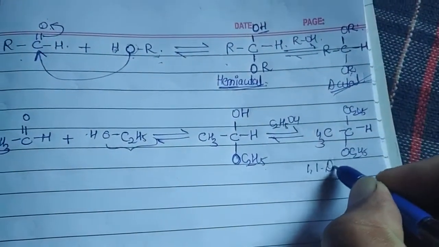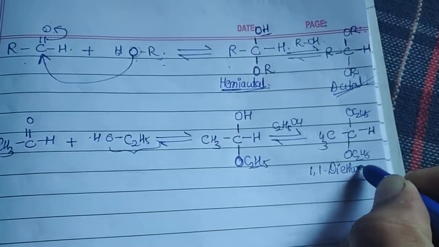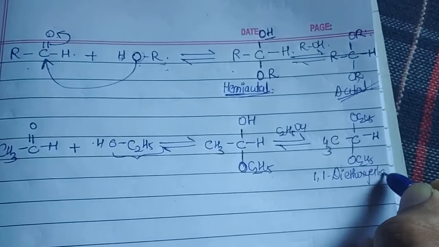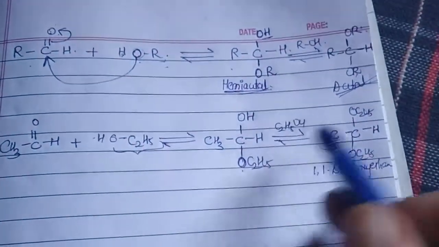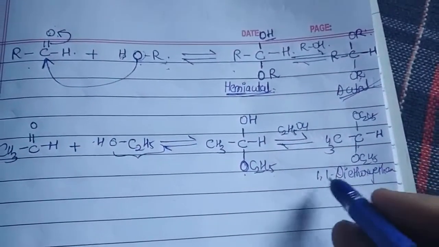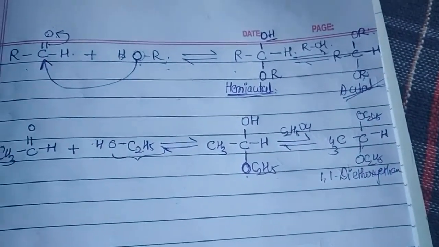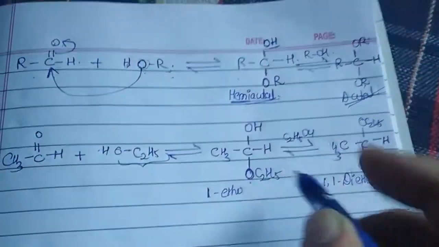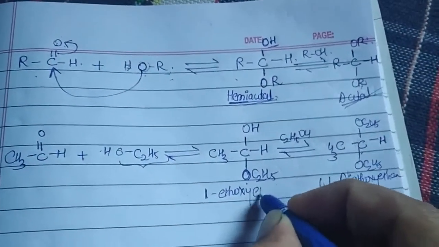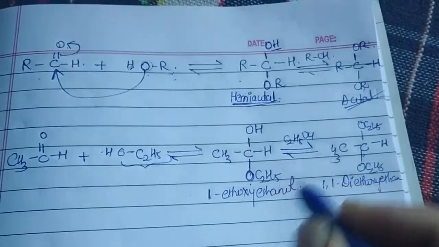So what can I name this compound? 1,1 diethoxyethane. Yes or no? So what you have got? From a hemiacetal, you have got an acetal. The name of the acetal is 1,1 diethoxyethane. And the name of the hemiacetal here is 1 ethoxy ethanol. You getting the difference?